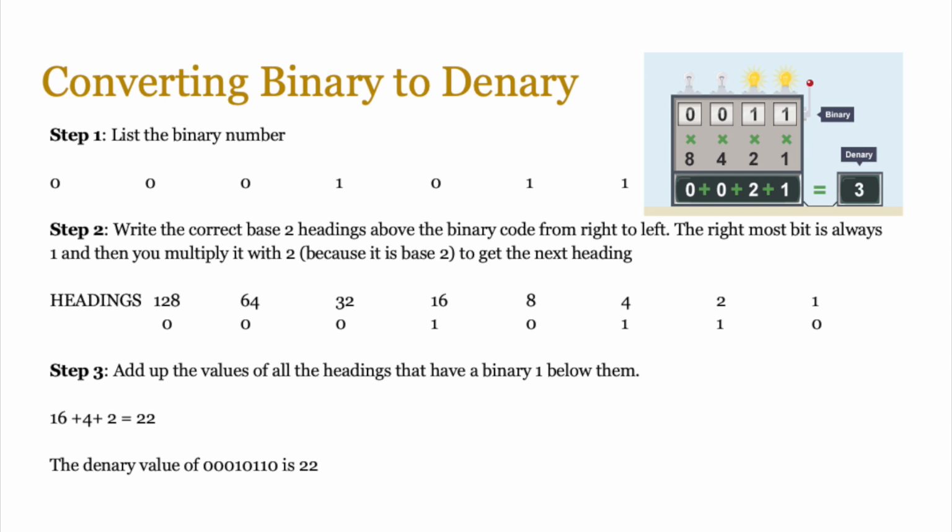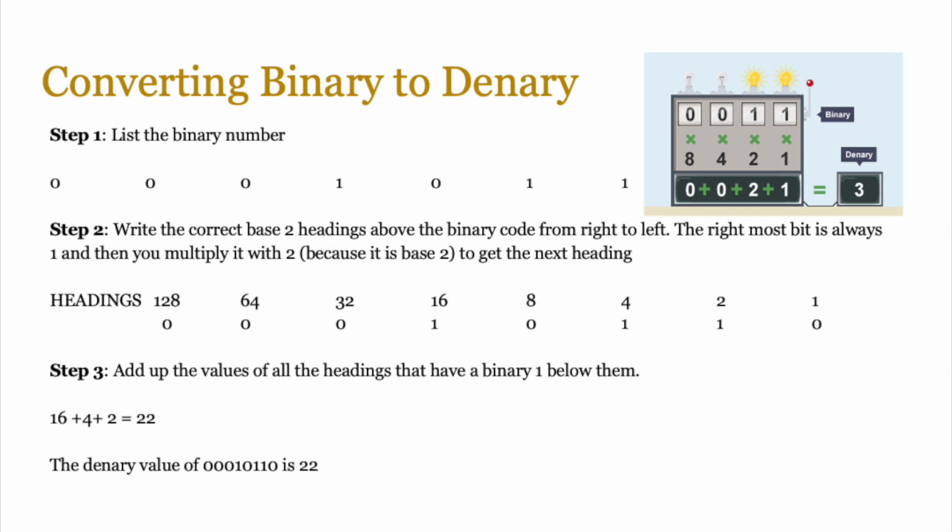The rightmost bit is always 1. And in a base 2 number system, we'll just simply multiply it by 2 because it's base 2. That's why it's called a base 2 system. So the next heading becomes 2 because 1 times 2 is 2. The next heading after that becomes 4 because 2 times 2 is 4. The next heading becomes 8 because the previous heading was 4, so 4 times 2 is 8. Then 16, then 32, then 64, then 128.